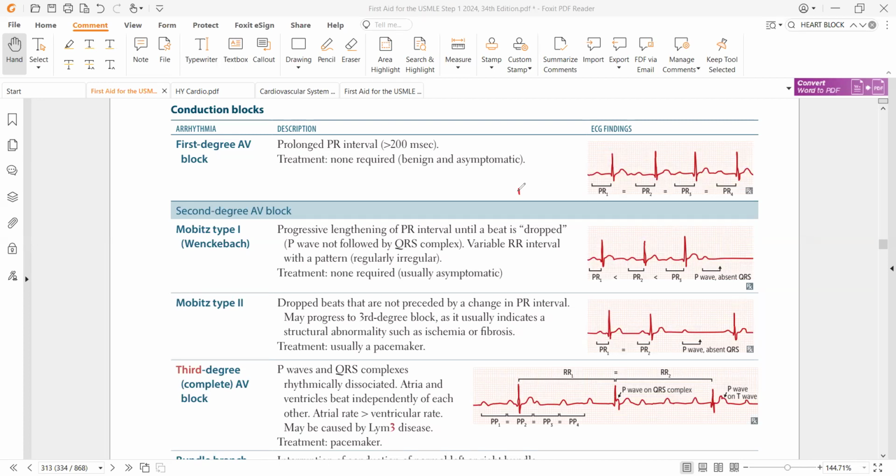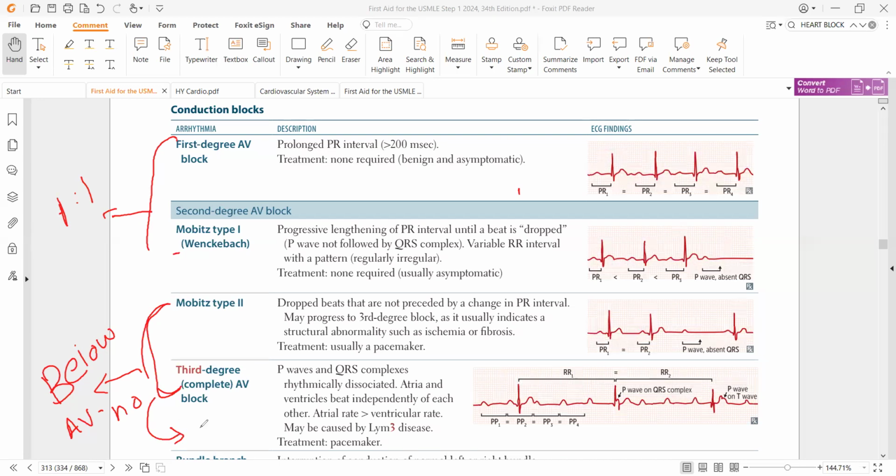I'm saying that this is a more precise and high yield point. I'm saying that the pathology of the heart block lies in the AV node or below the AV node. So these two blocks' pathology lies within the AV node, while these two blocks' pathology lies below the AV node. So these two blocks need treatment, pacemaker placement, pacemaker insertion, and these two usually do not require treatment. They only require treatment if the heart rate is below 30.